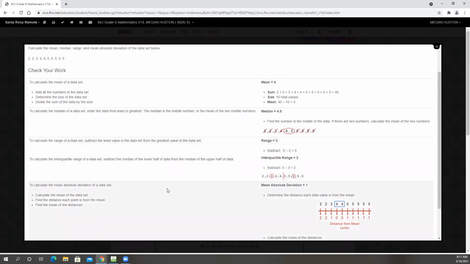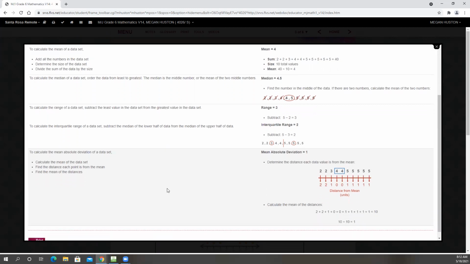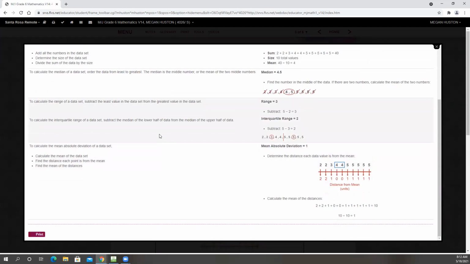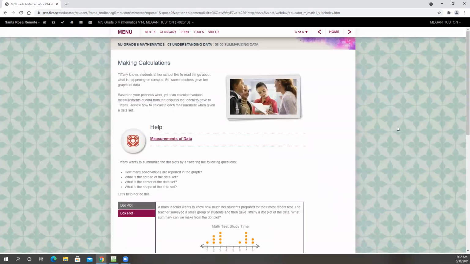And then mean absolute deviation: you need to find the mean, then the distance of each point from the mean. So you're going to subtract those 2 values, and you'll do that with every single piece of data. Add up all those differences together and divide by how many pieces are in your data set. Okay, again, if you don't remember these, click on this link to review them, and you can also print them out.